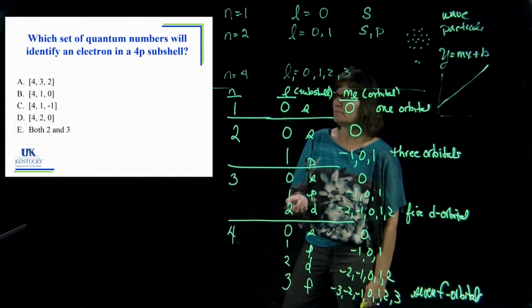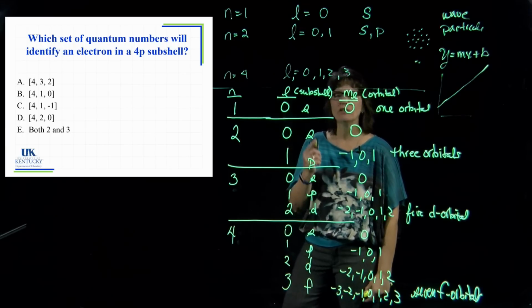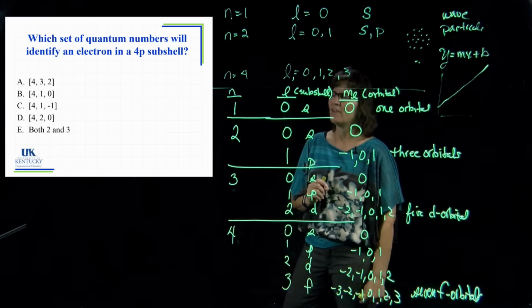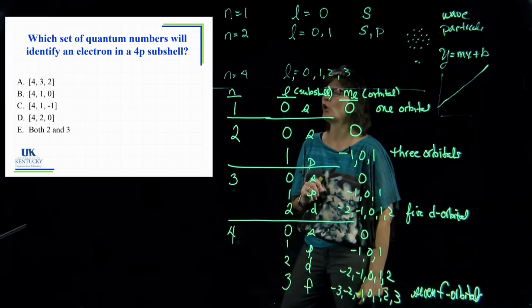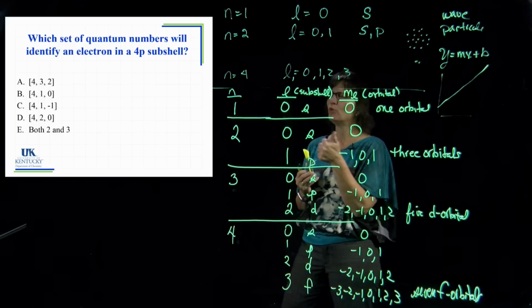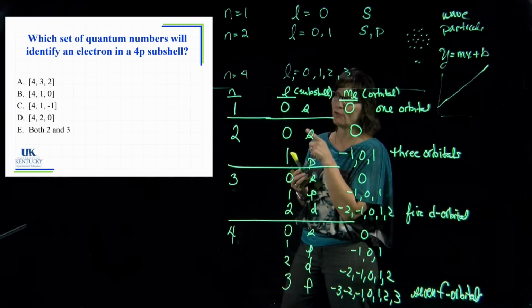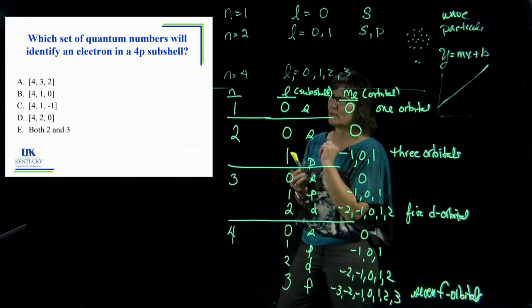The second question asks you to give us a good set of quantum numbers if you are an electron in the 4p subshell. So you're tagging this electron with allowable values of N, L, and M sub L if this electron is in the 4th shell and the p subshell.